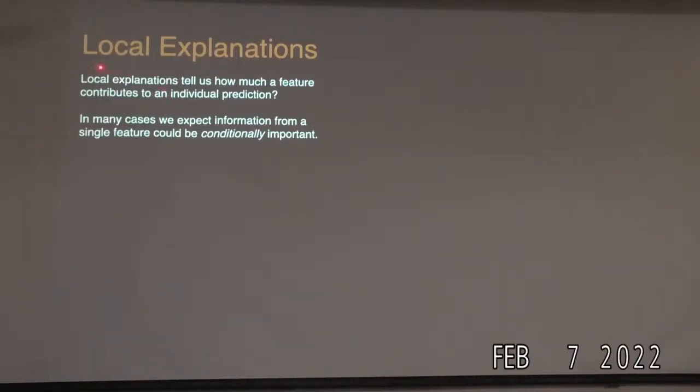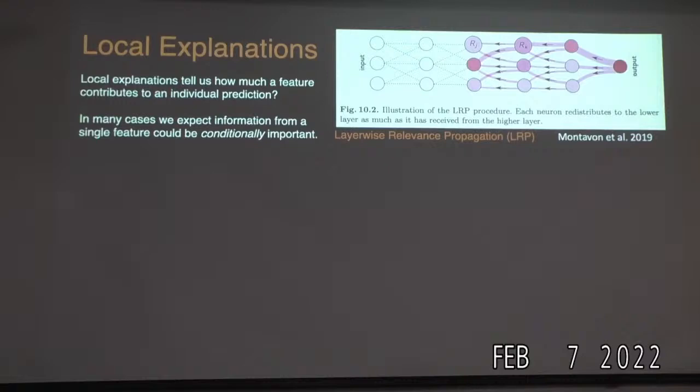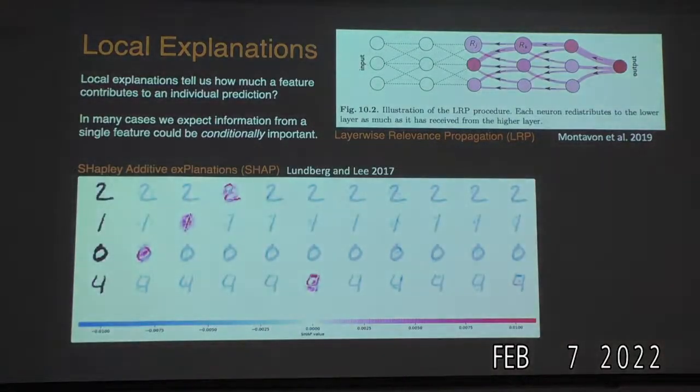Here, we're going to be looking at local explanations. The local explanations tell us how much a feature contributes to an individual prediction. We're going to use two methods to show this. First is layer-wise relevance propagation, or LRP. I think it was 3 or 4 years ago, Dr. Elizabeth Barnes from Colorado State University gave a talk here where she used layer-wise relevance propagation to understand predictions made by a neural network. I'm also going to use Shapley additive explanations, or SHAP.